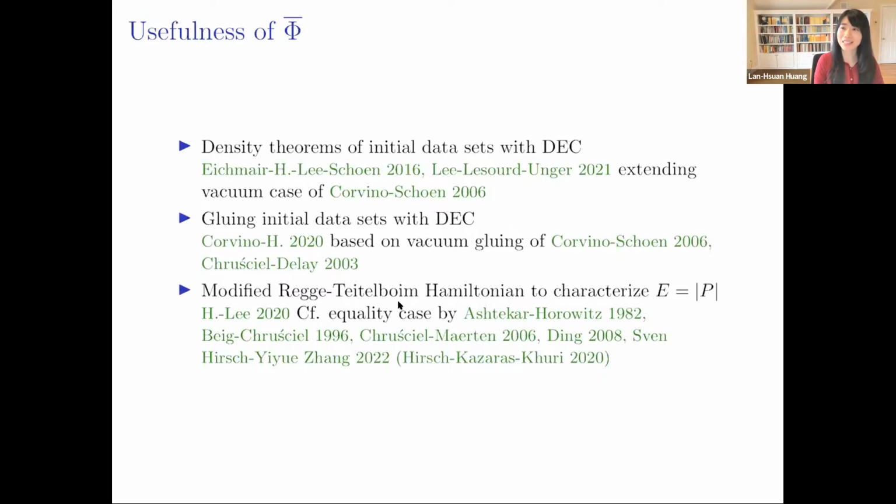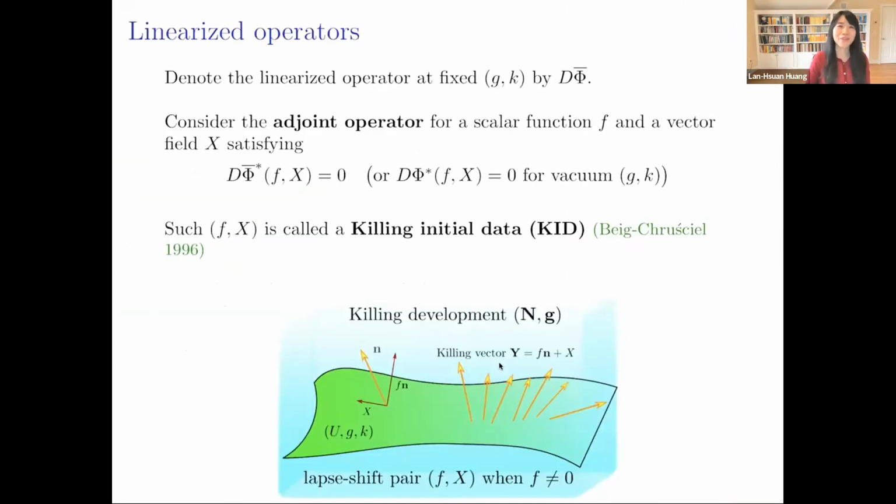We will come back to this equality case later, but let me mention there are a lot of results on the equality case, including by Chruściel and others in higher dimensions. Also, there is a really beautiful recent work of Sven Hirsch and Yiyue Zhang. They proved the equality case in three dimensions using the level set method, based on the positivity result in Hirsch, Kazaras, and Khuri. I think probably Demetre Kazaras will mention some in his talk, the next talk.